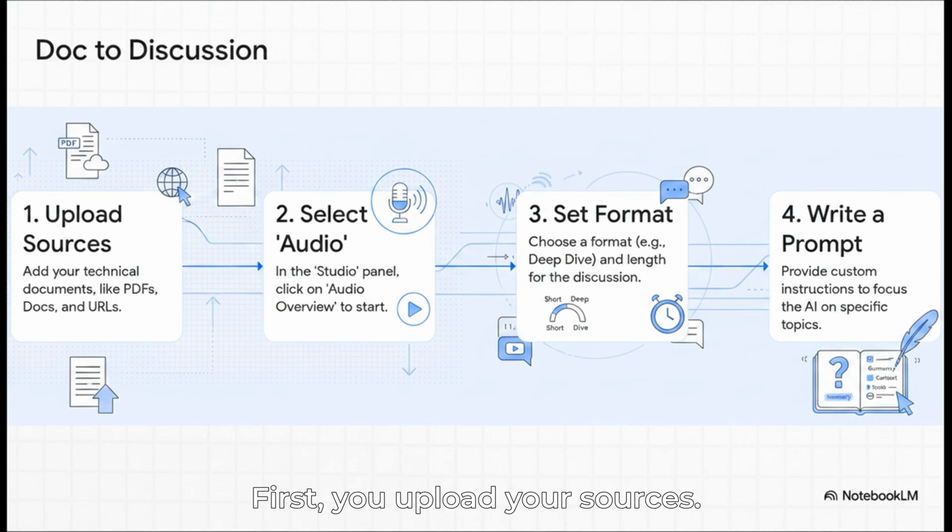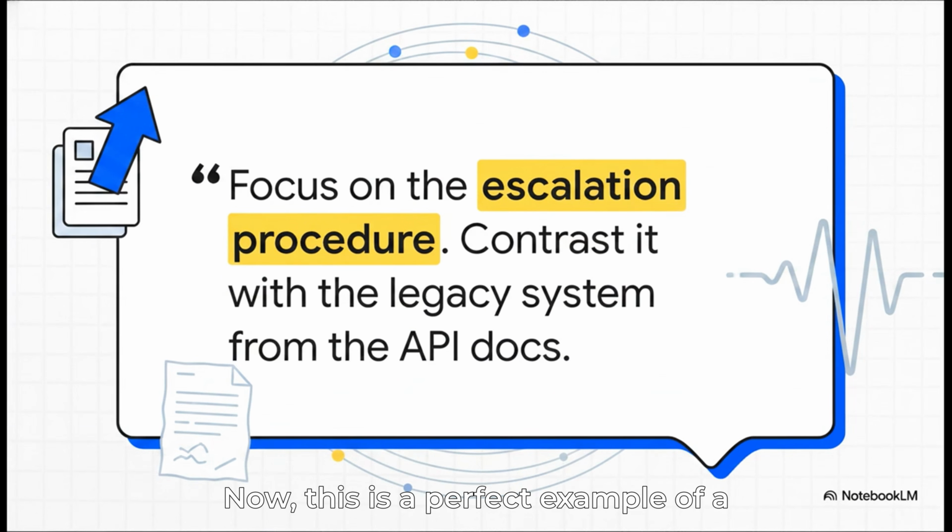And getting it started is incredibly simple. First, you upload your sources. Then you just select Audio Overview. You pick a format and a length that you want, and then, and this is the most important step, you write a custom prompt to focus the AI hosts on what really matters to you. Now, this is a perfect example of a really powerful prompt. So you're not just asking for a summary. You're telling the AI to zero in on a specific procedure, explain the steps, and here's the magic, contrast it with information from a completely different document. This is how you get those deep, actionable insights.